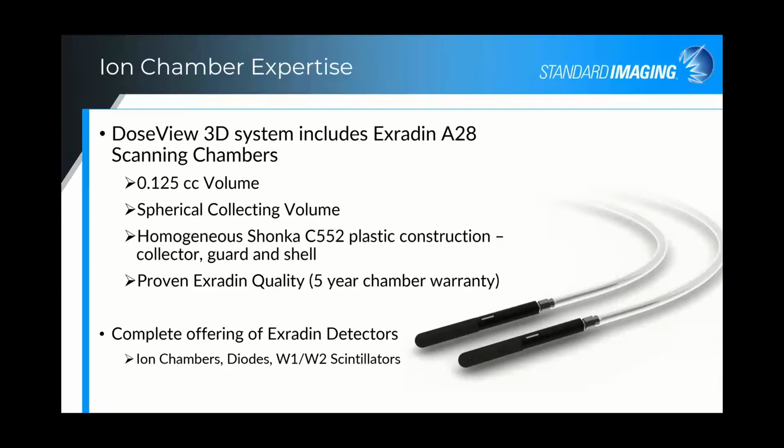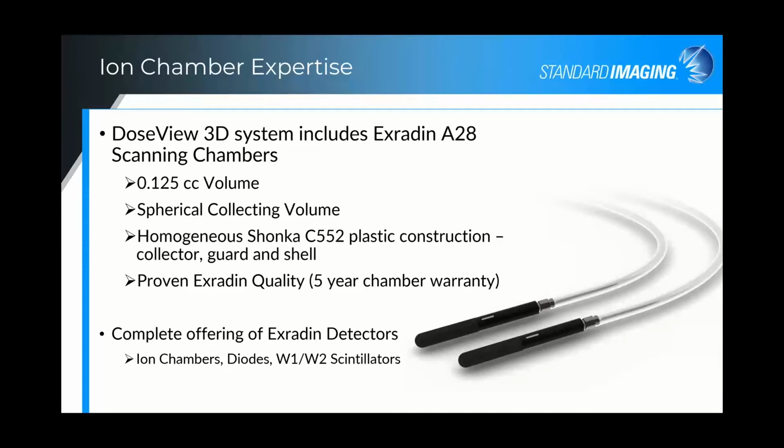As I mentioned at the top regarding our chambers, it's a homogeneous Shonka C552 plastic construction for the guard, collector, and shell. So it's a very low Z material, virtually invisible to the beam, with very little beam perturbation as far as not having any high Z materials. And we've got that proven X-ray quality, and we're so assured of that quality that we offer a 5-year chamber warranty, something that no other chamber company in the market is doing.